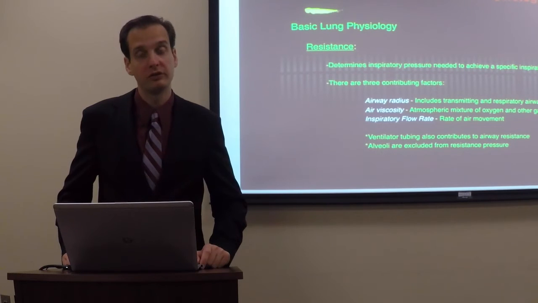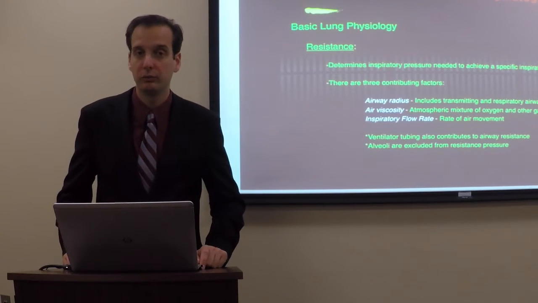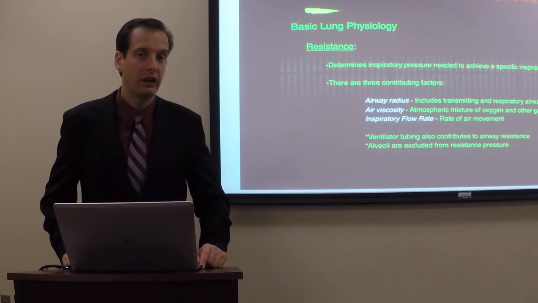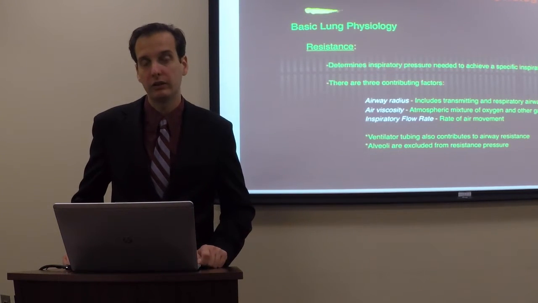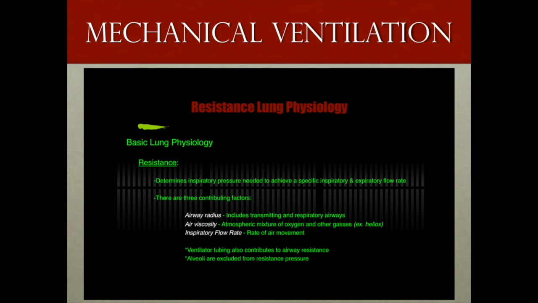Inspiratory flow rate, which represents the rate of air movement, is also important. At lower flow rates, airflow tends to be more laminar, straight lines. As the flow rate increases, the central portion will tend to remain laminar. However, the outer portions closer to the wall of the airway will become progressively more turbulent and will increase friction and resistance to air movement. Ventilator tubing also contributes to airway resistance, and it is important to keep in mind that the alveoli themselves are excluded from resistance pressures and do not contribute to it.